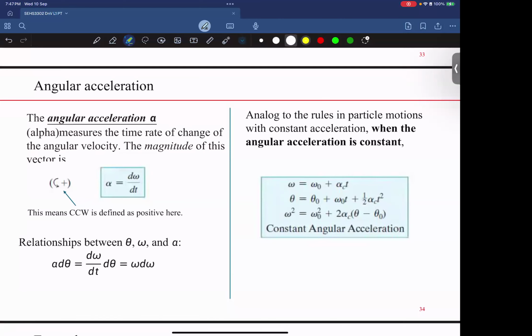Angular acceleration is similar to acceleration, but it is the acceleration of rotation. We denote this with the Greek letter alpha, similar to a, but we use alpha to distinguish it from a. And alpha is also a vector. This vector is d omega over dt, the time derivative of omega.